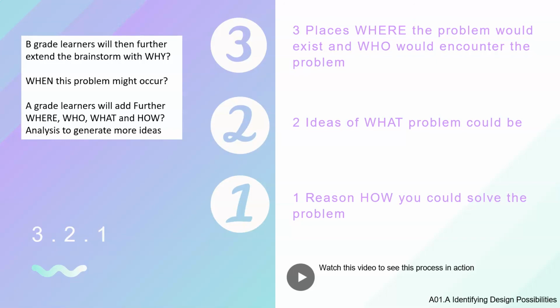So even if you're looking at where is the home, well, actually when this person's in the home, when will this actually happen? A grade learners will add further analysis of where, who, what and how, and then they would also add more of this 3-2-1 process to generate even more ideas. The more ideas, the better. Remember, AO1, identify and design possibilities.